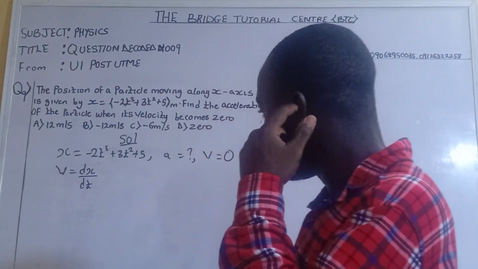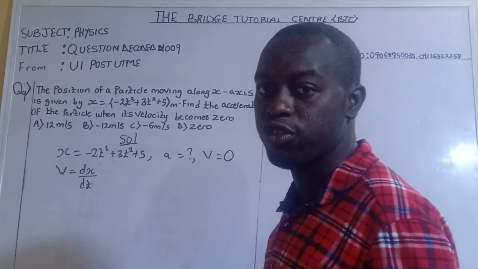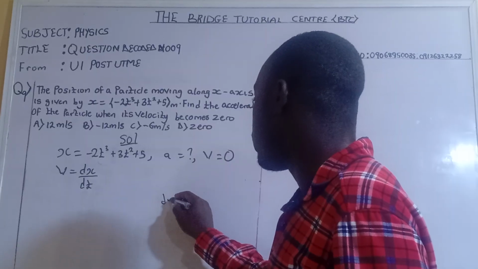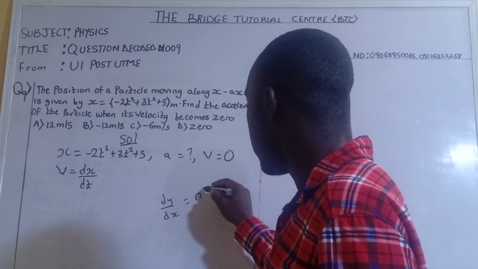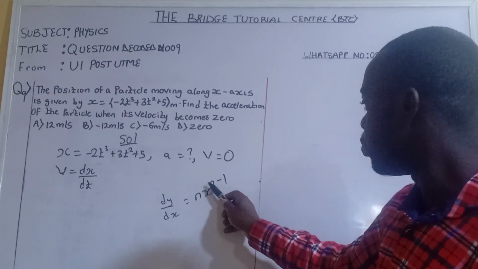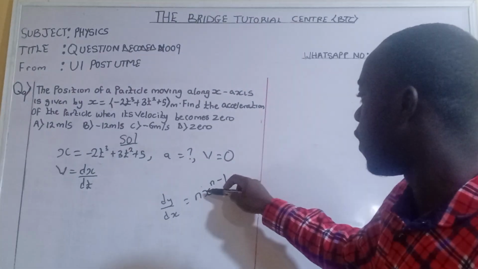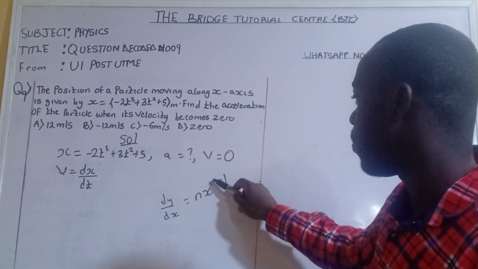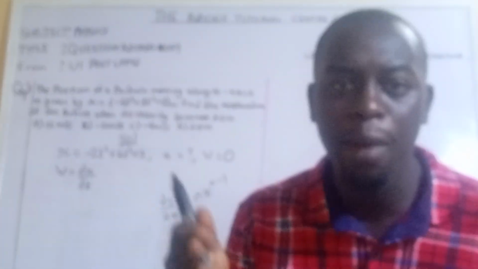So you find dx over dt of this equation. How do you find it? Don't forget our normal formula: when you are looking for the derivative of something in mathematics, dy over dx of x raised to the power n equals n x raised to the power n minus 1. That is, you bring your power to the left-hand side of the variable, then x is raised to the power minus 1. Just memorize it like that.